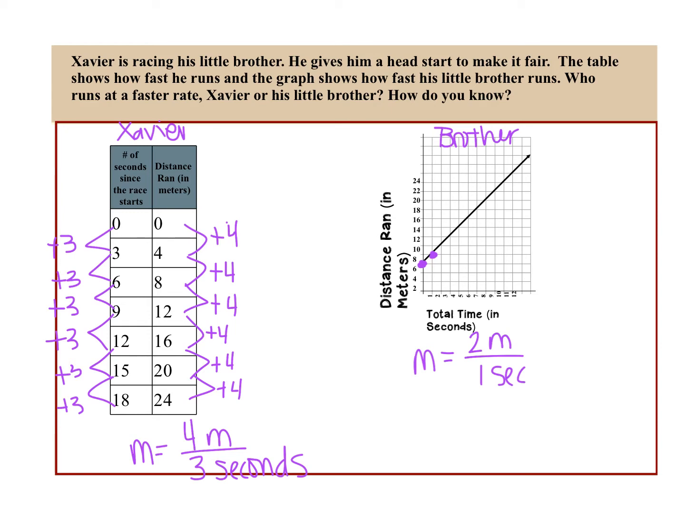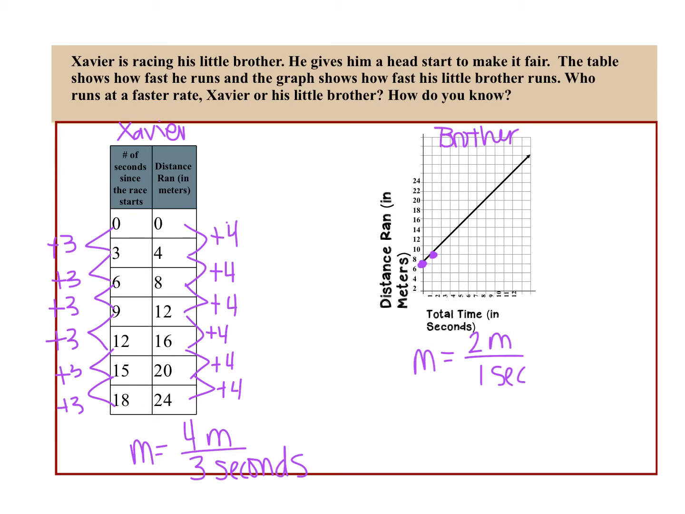So there's a couple of ways you can think about this, because we can't compare those since we're talking about over the course of 1 second and over the course of 3 seconds. So one thing I could do is divide those, and I could say 4 divided by 3, find out what that decimal is, and compare that to 2.